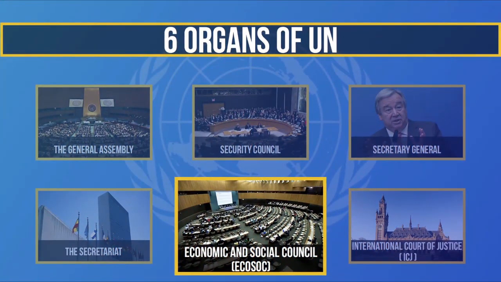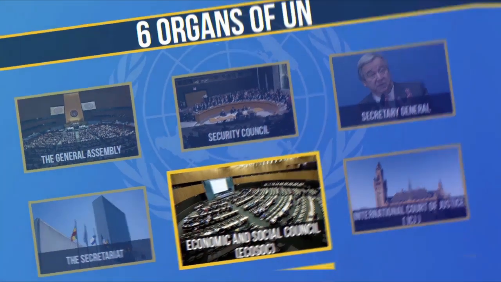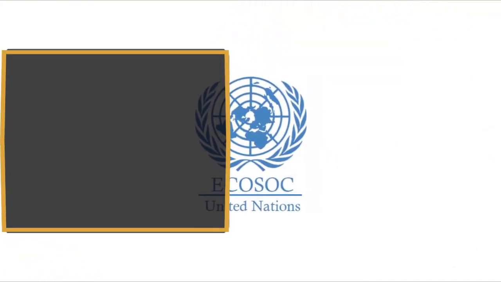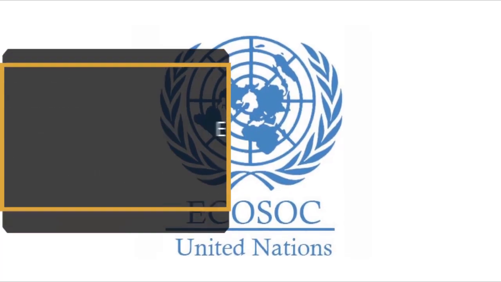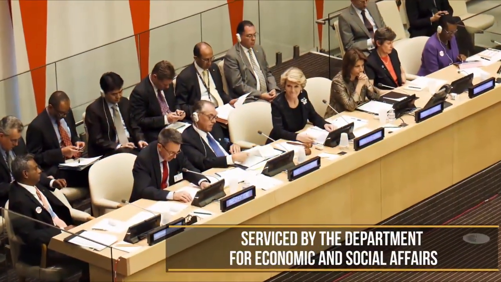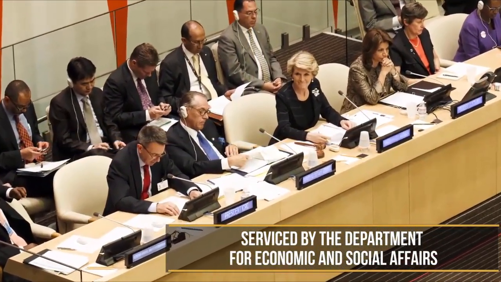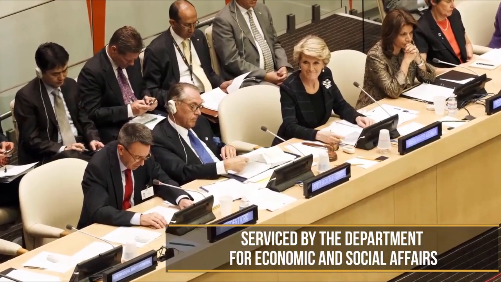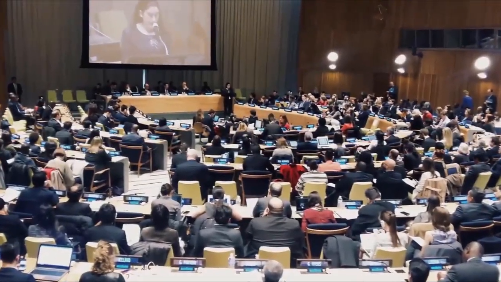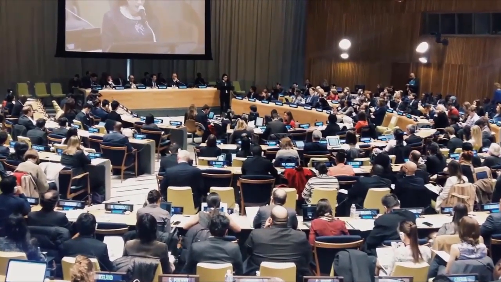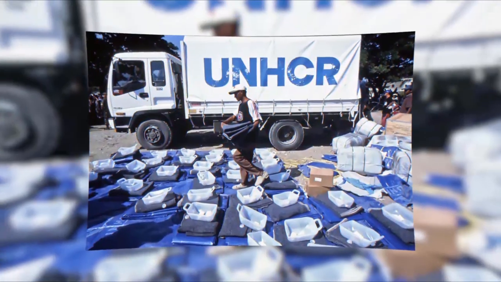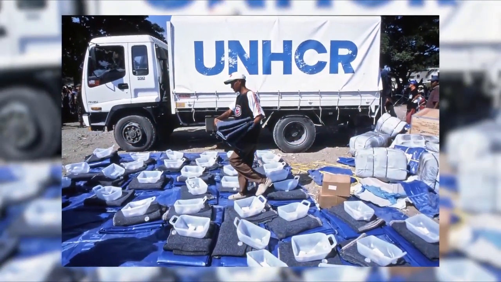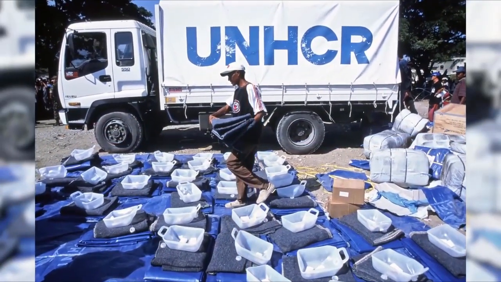The next body is the Economic and Social Council, known as ECOSOC. The Economic and Social Council is the principal body coordinating the economic and social work of the United Nations and its operational arms. It is serviced by the Department of Economic and Social Affairs. The entire family of United Nations organizations works for the economic, social, and sustainable development of the world. Many UN agencies and programs work closely with ECOSOC. The agencies are all independent organizations with their own member countries and budgets. Many UN programs were created by the General Assembly and work closely with ECOSOC but report to the General Assembly.